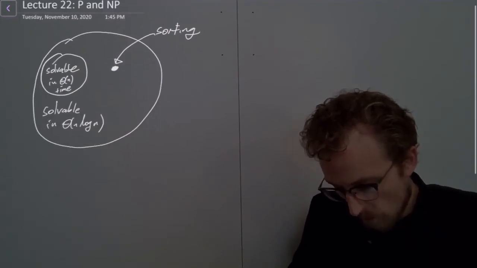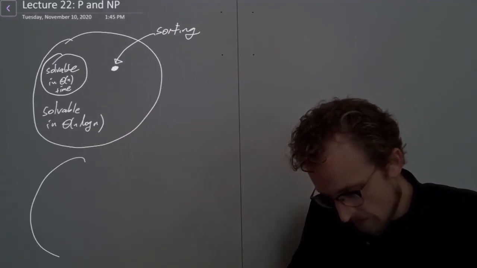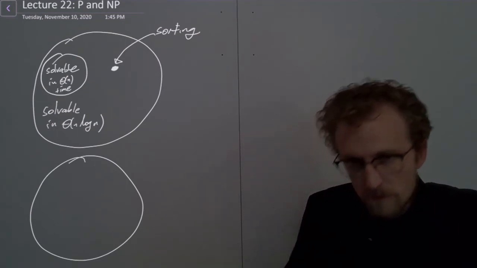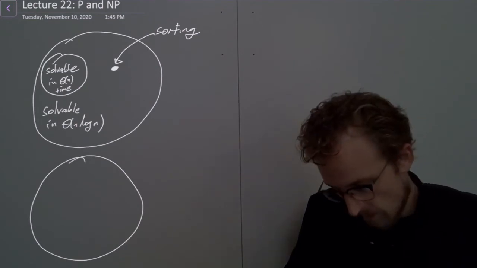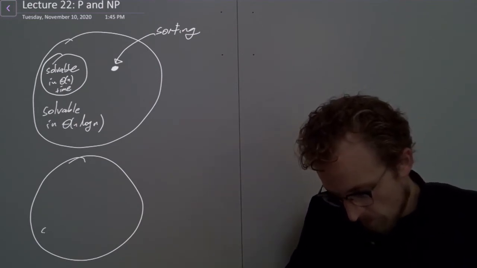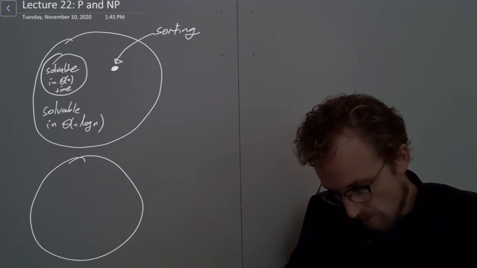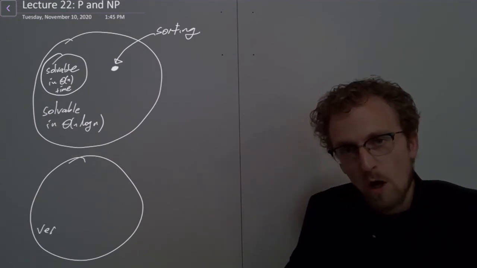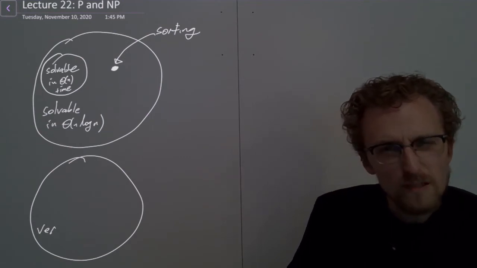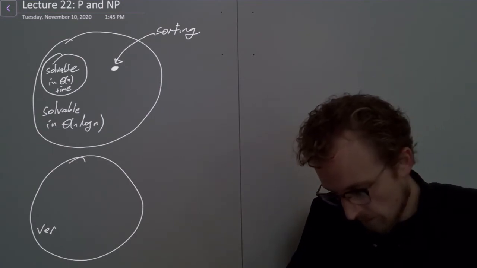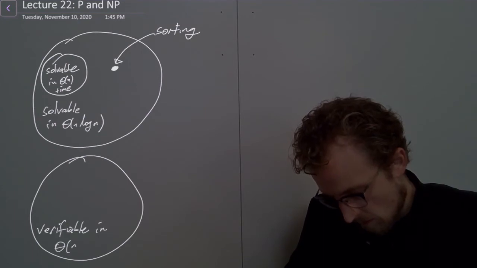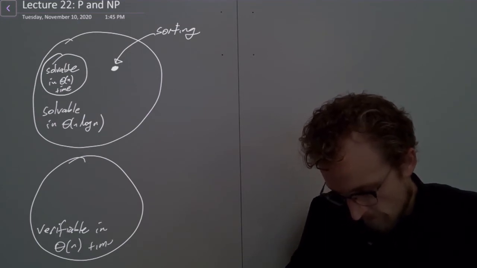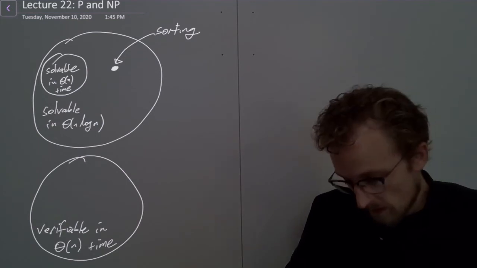So here's one Venn diagram, but then another one would look something like this. Here's the problems that can be verified in linear time. This is the set of problems, let me call this verifiable, whose correct solutions can be checked, can be verified to be correct, in theta of n time. And this need not be the same as this set.